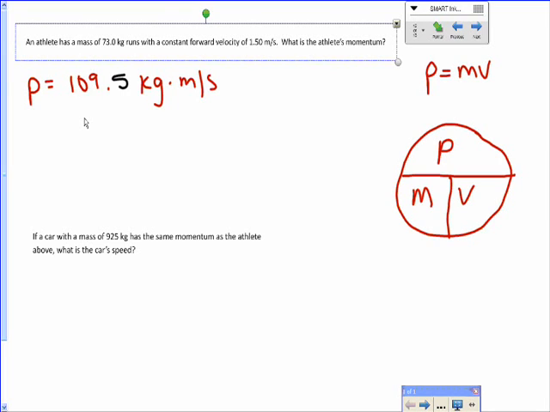Now, if a car has a mass of 925 kilograms and it has the same momentum as the athlete above, what is the car's speed? So we're looking for speed, and the answer for this problem is going to be that it had a speed of 0.12 meters per second. All right, now I'm going to go back and actually solve these problems.